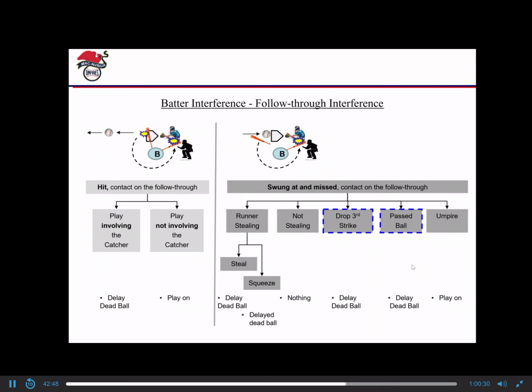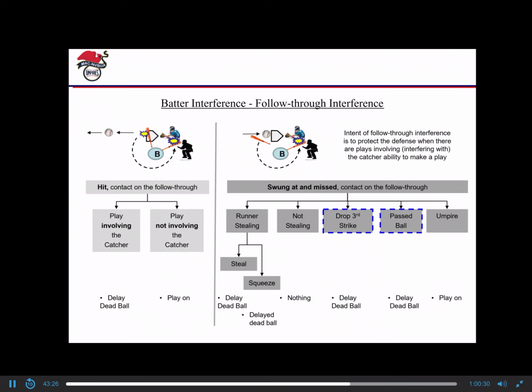If it's a squeeze play, we're going to do the same: a delayed dead ball, and we're going to give the catcher the opportunity for a put out. If no runners on base are stealing, they stay put, and we have follow-through interference, then we have nothing, because the catcher is not involved in any play. There's no runner attempting to steal. If we have a dropped third strike or a passed ball, again, if it's in the catcher's area, we're going to give that catcher the opportunity to make a play, so it's going to be a delayed dead ball. And if unfortunately it hits us, we're going to play on.